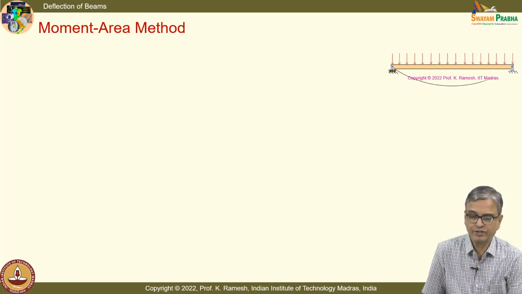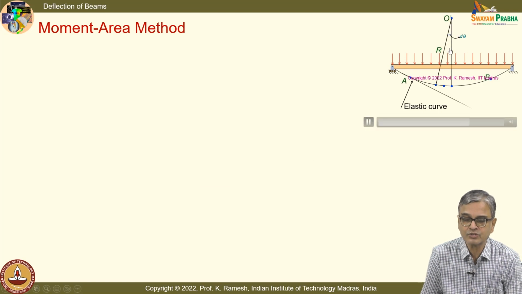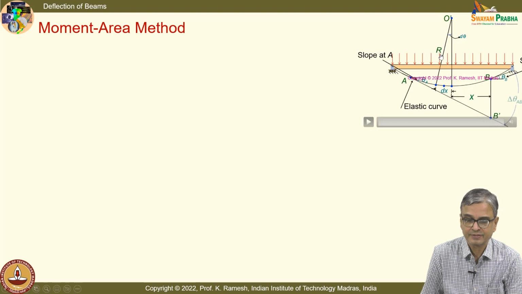And here again, people use, instead of rho, the symbol r as a radius of curvature. Okay. And what you have here is, on the deflected beam, a length dx that can be expressed as r d theta. That is what I am going to use.